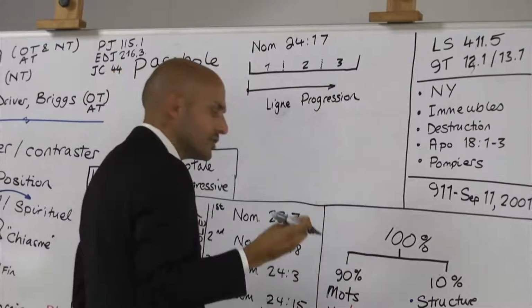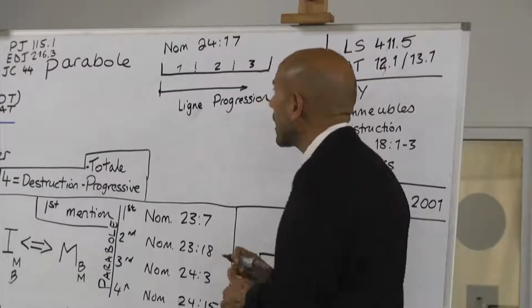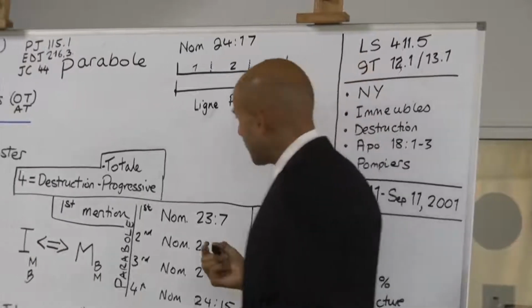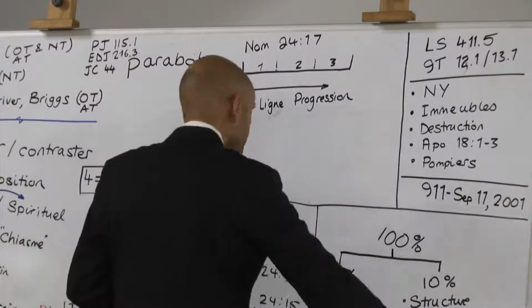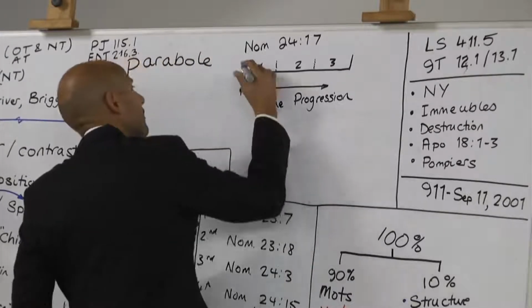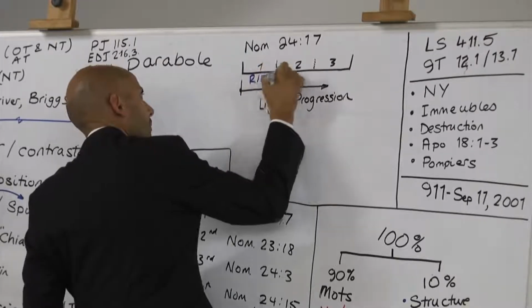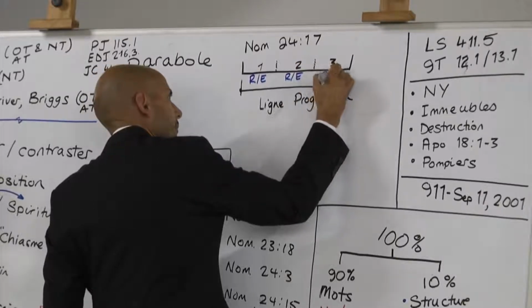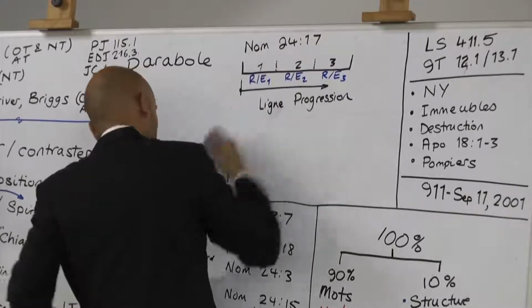So we see the verse is a line of progression in 3 steps, and each step is a repeat and enlarge. What are the 3 steps?